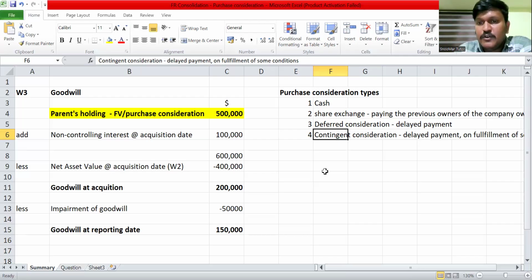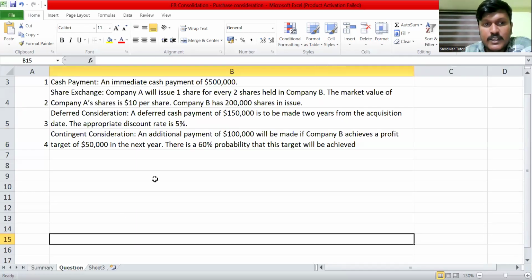So once you fulfill that particular condition, then it is okay, you will be paying that particular amount. So liability would be there on the successful completion of that, or our expectation of whether we'll be paying that or not. Okay, so let's consider a particular question over here.